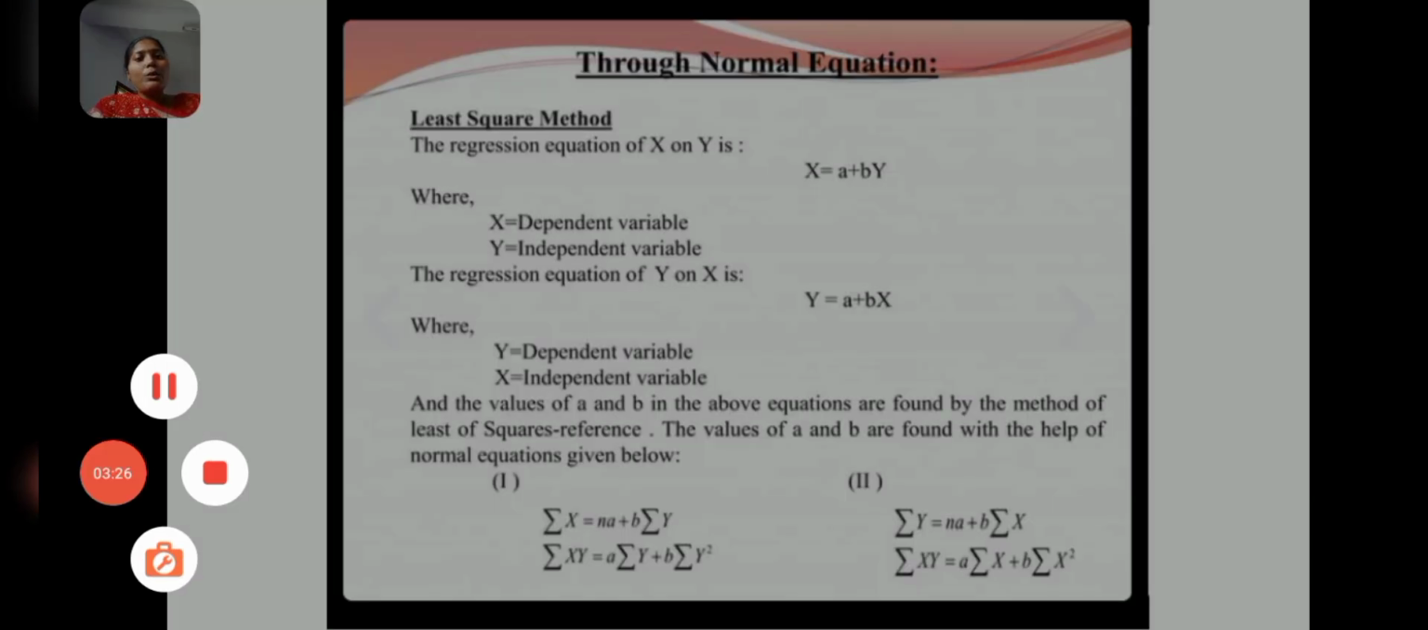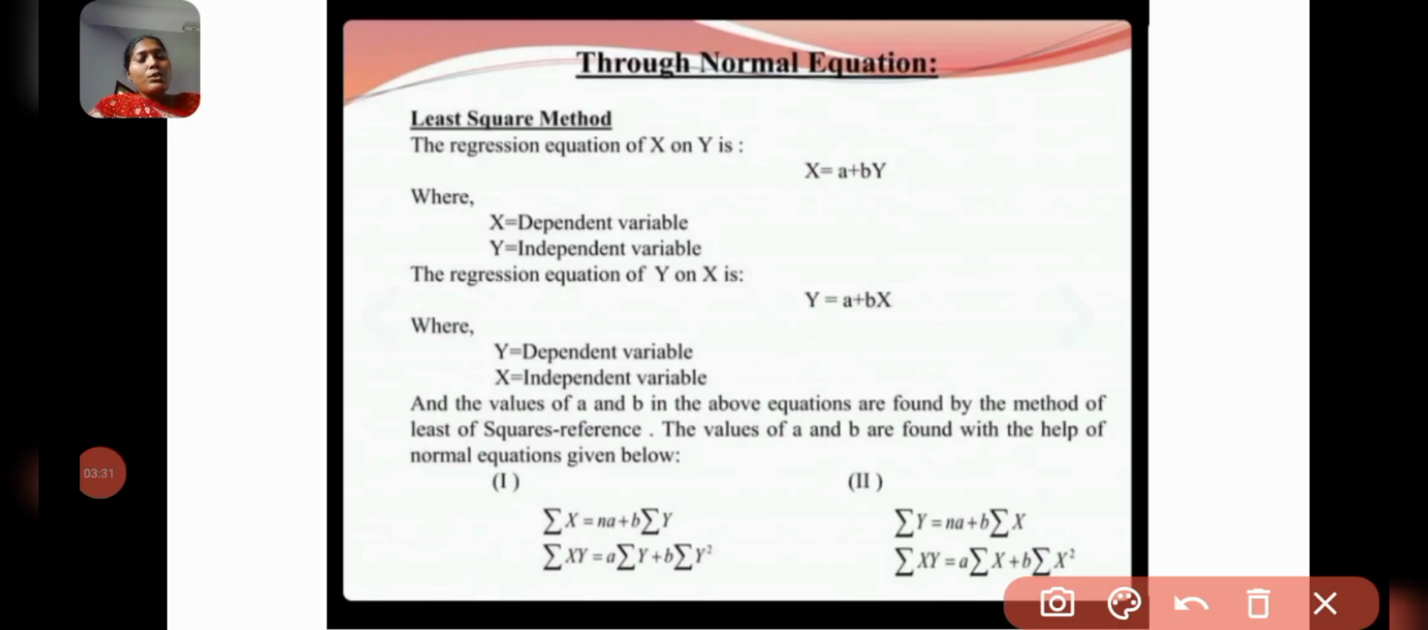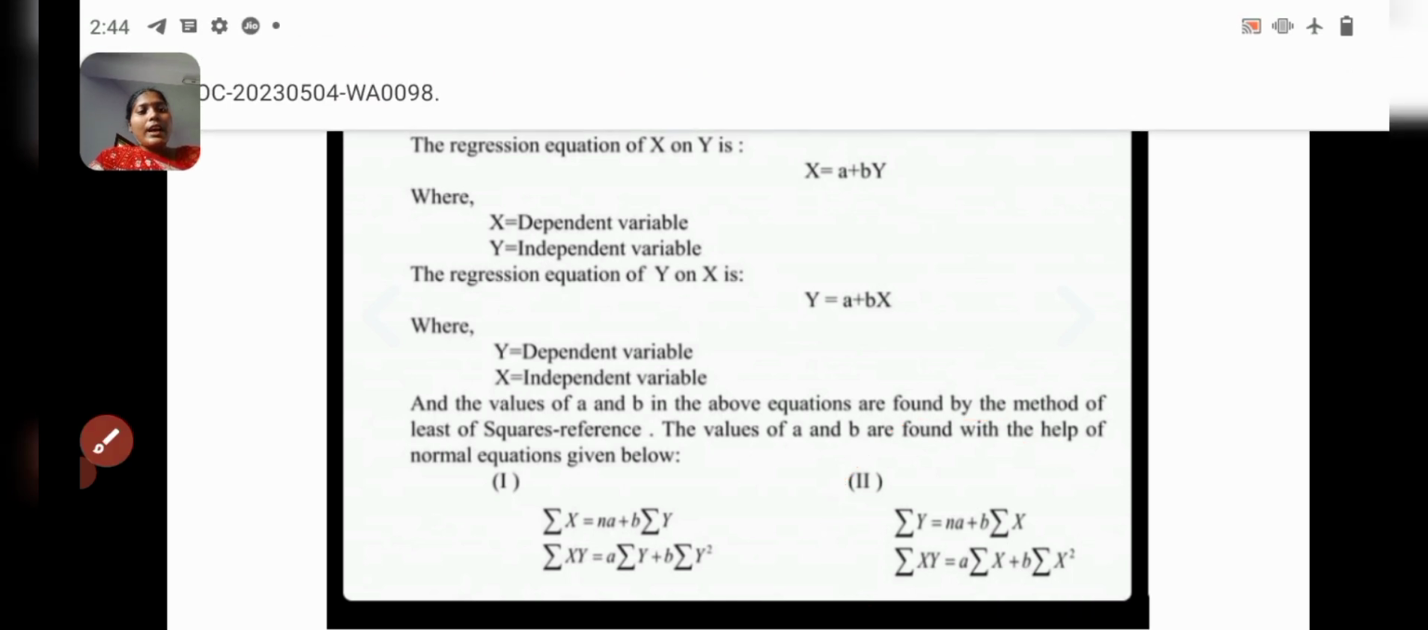Then how to find the equation? We use these formulas: summation x equal to na plus b summation y, and summation xy equal to a summation y plus b summation y squared. And the other formula is summation y equal to na plus b summation x, and summation xy equal to a summation x plus b summation x squared.